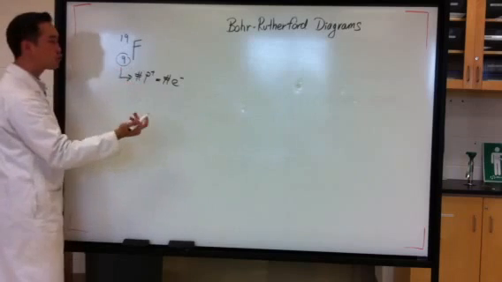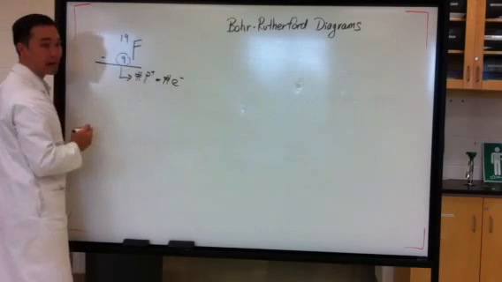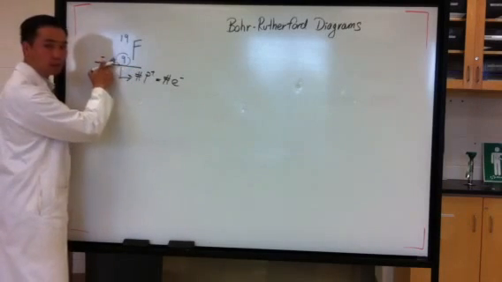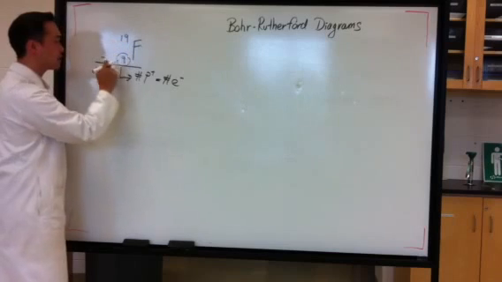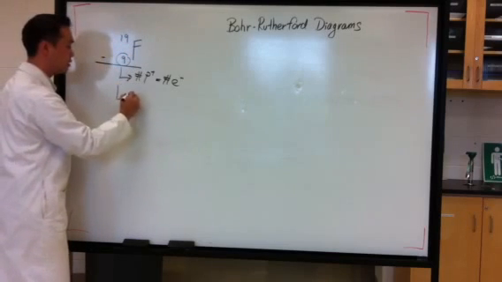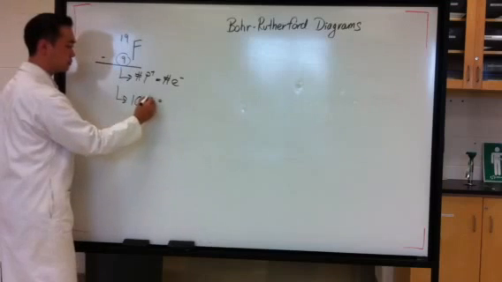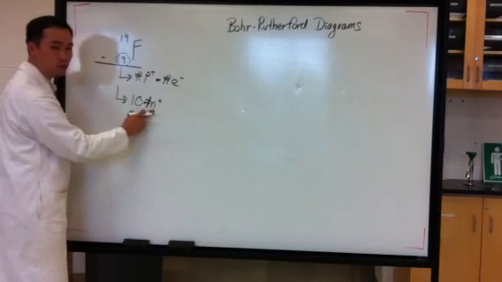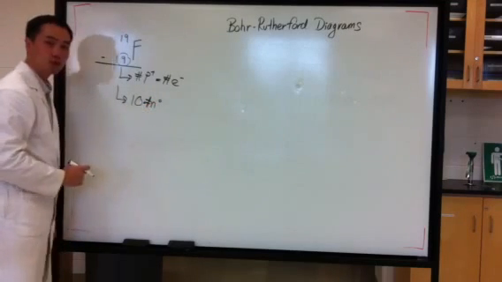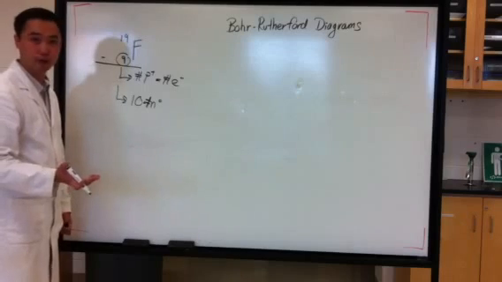Now, in order to find the number of neutrons, we need to do some subtraction. Subtract the atomic number from the mass number. 19 minus 9 means that there is 10 neutrons. Now, the symbol for neutrons is N with a 0, because neutrons have a neutral charge, or no charge.